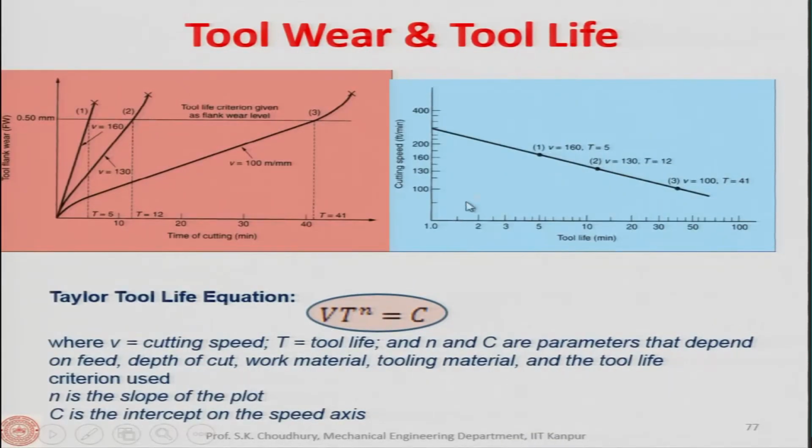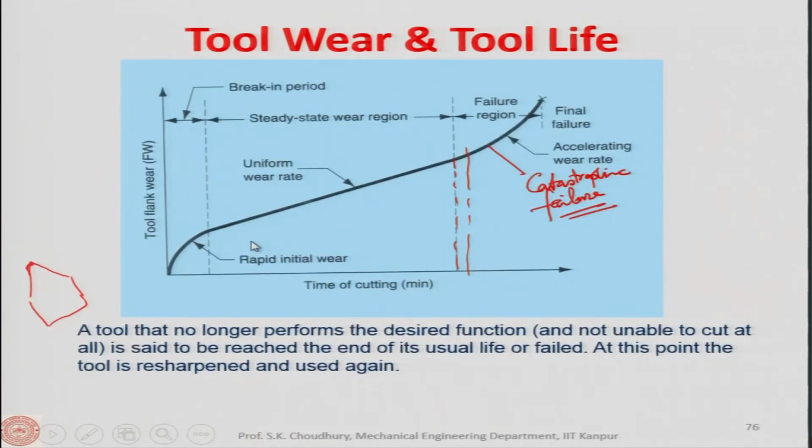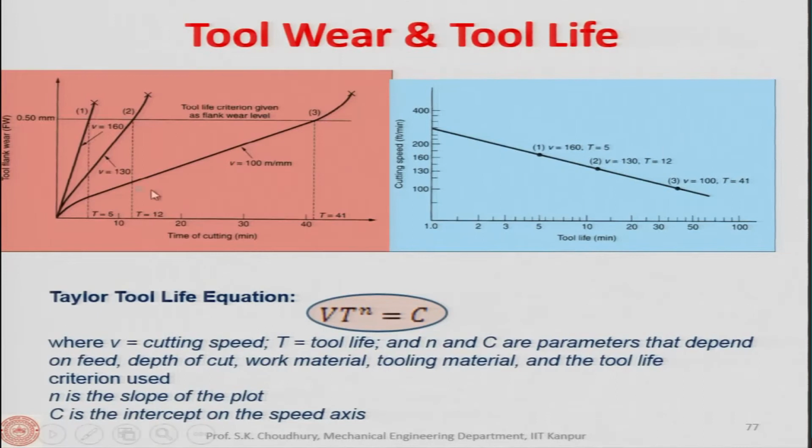So, in practice, tool life is taken in different ways. Let us say here tool flank wear is taken on the y axis and time of cutting on the x axis. Then for different velocities, at 100 meter per minute, 130 meter per minute and 160 meter per minute, if we conduct the experiments, the curves will be like this. Each curve is at a constant velocity, and you are increasing the velocity in this way.